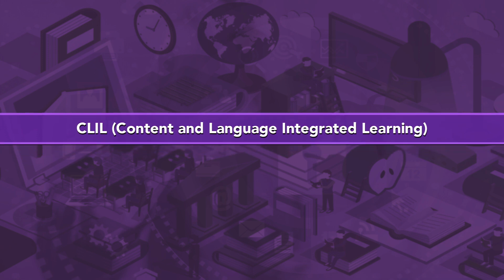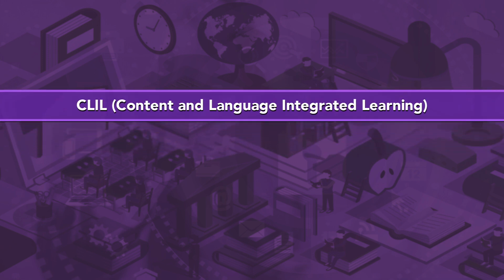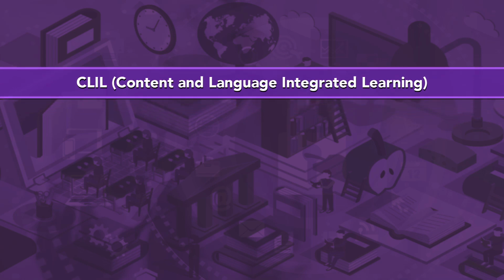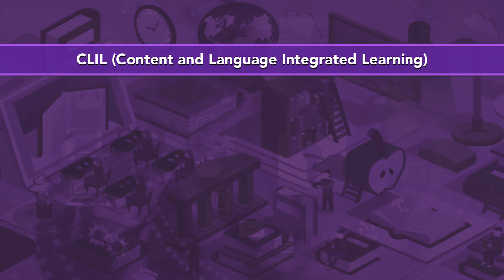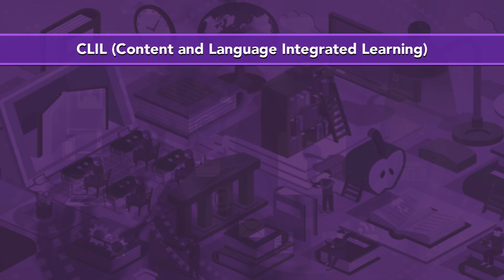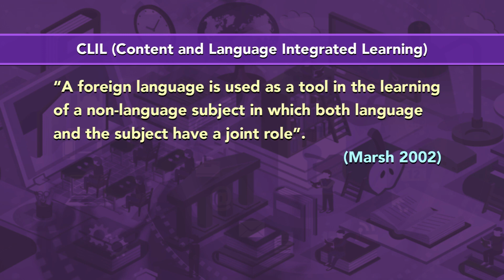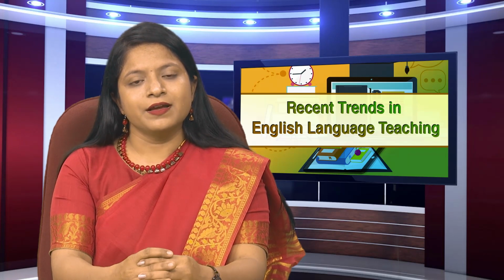It is an approach where English is taught and learned with the help of a second language, or a third or a fourth language. In content and language integrated learning, a foreign language is used as a tool in the learning of a non-language subject, in which both language and the subject have a joint role. This has been said by Marsh. Now the question is how to apply this trend in your classroom.